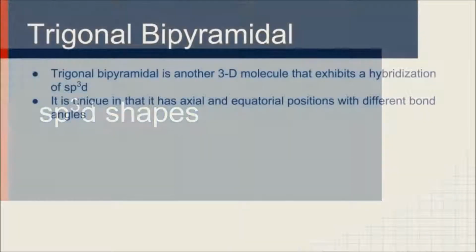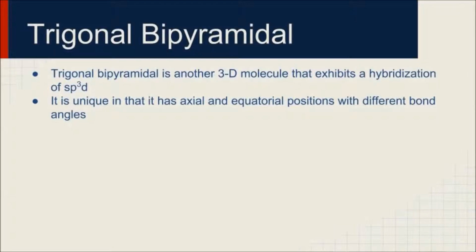Now we'll look at shapes with a hybridization of sp3d. The first shape will be trigonal bipyramidal. Now this shape is another 3D molecule that exhibits a hybridization of sp3d. It is unique in that it has axial and equatorial positions with different bond angles respectively.